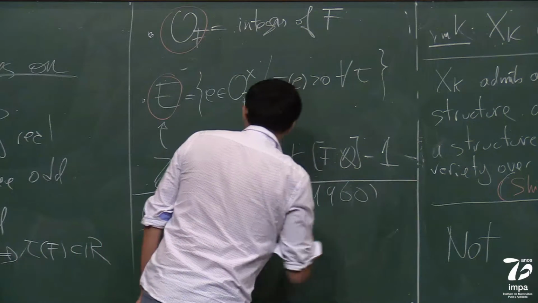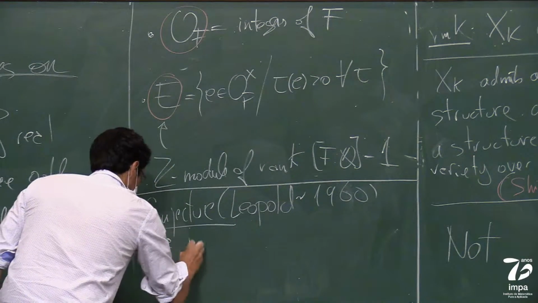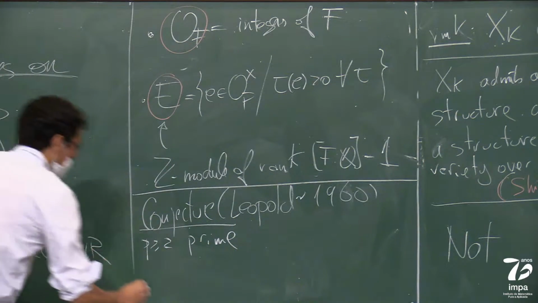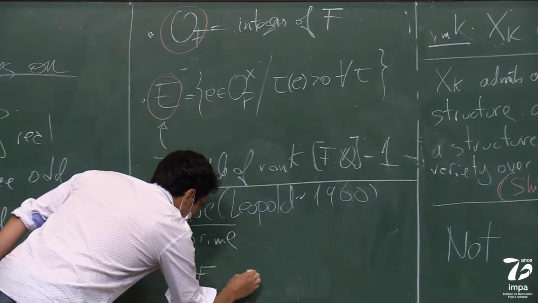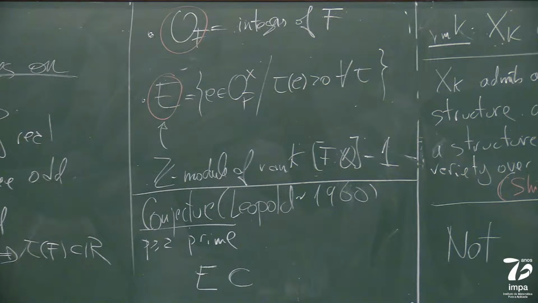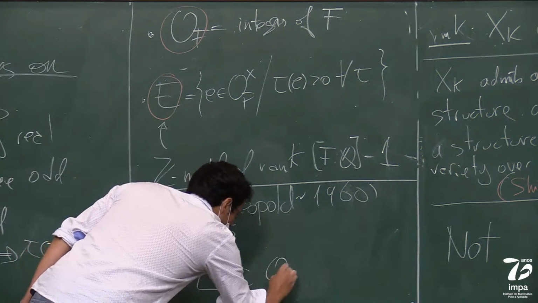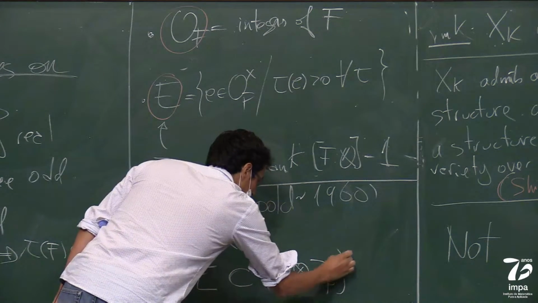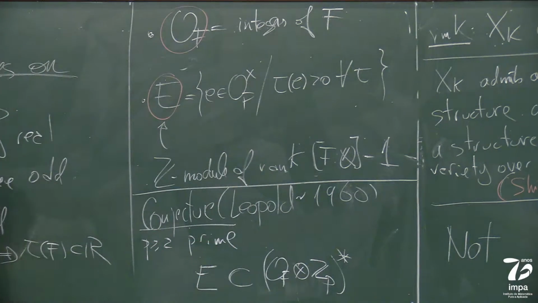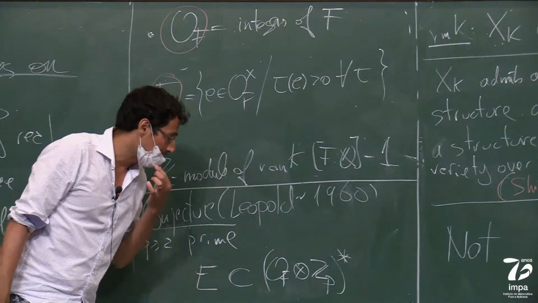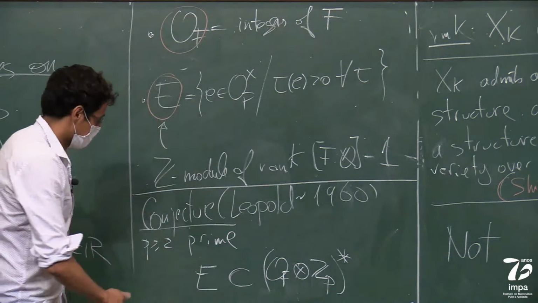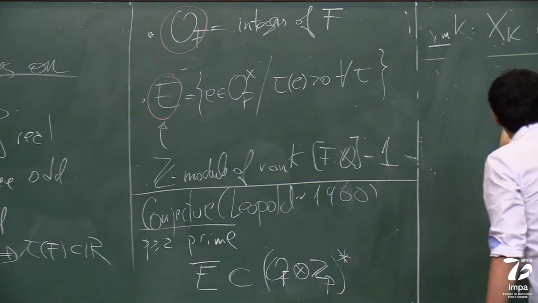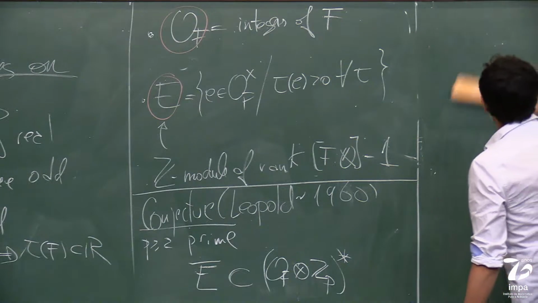You fix a prime number p, and you look at this E, but inside of something with a p-adic flavor. So you look at the O_F tensor Z_p, and you take the units here. This is a subgroup. Here you have a natural p-adic topology coming from the p-adic numbers, and you can take the closure, the p-adic closure. And the conjecture of Leopold says that this has the same rank as before.